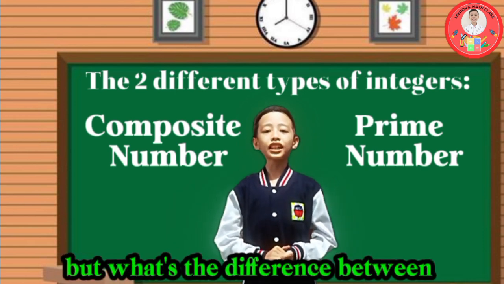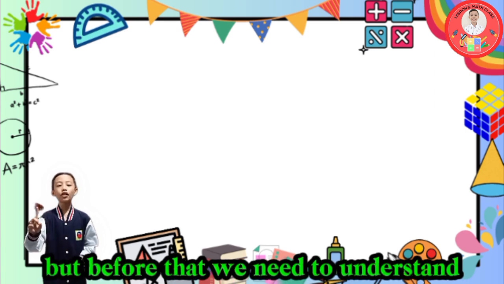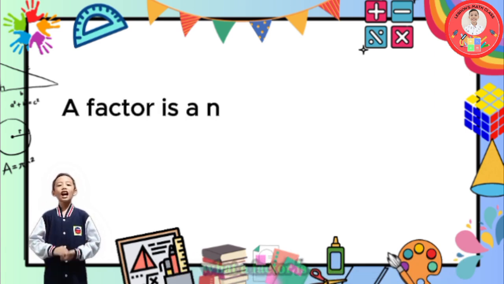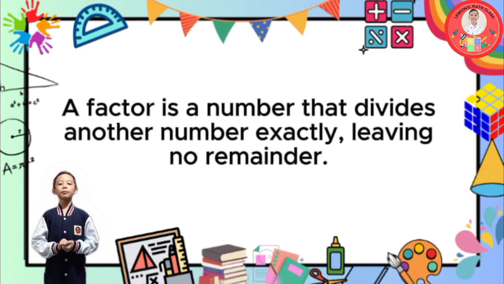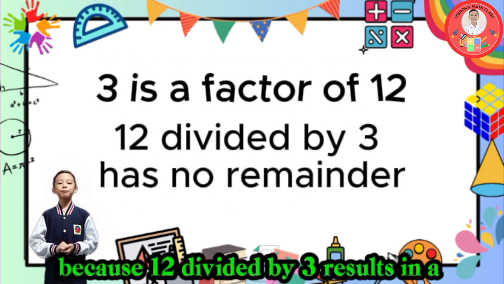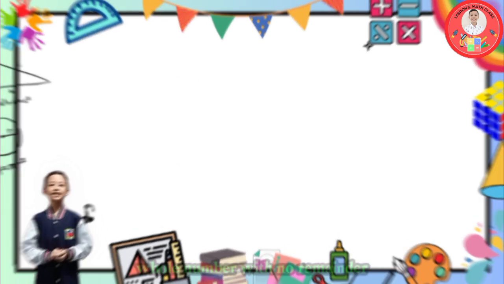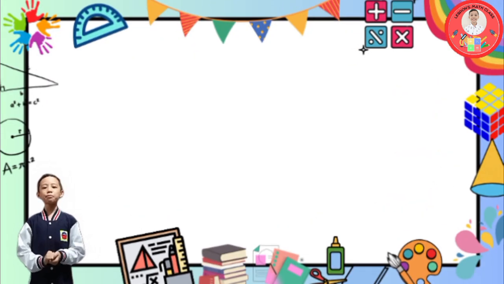But what's the difference between those two types of numbers? But before that, we need to understand what a factor is. A factor is a number that divides another number exactly, leaving no remainder. For example, 3 is a factor of 12 because 12 divided by 3 results in a whole number with no remainder. Let's talk about composite numbers.